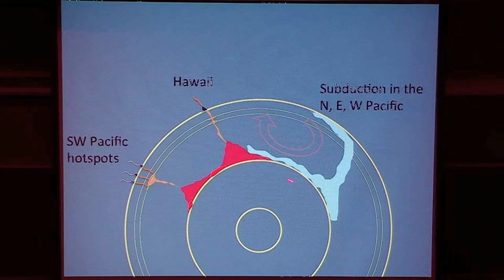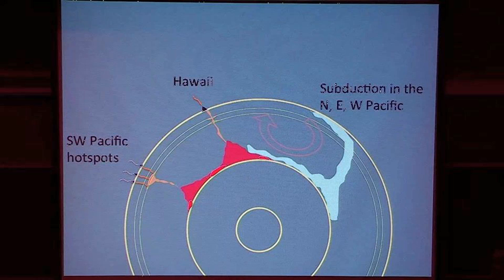Now, the ULVZ? No, not necessarily. If the melt is denser than the solid phase, it can be, and that's the hottest part of the LLSVPs. That's where it could be.